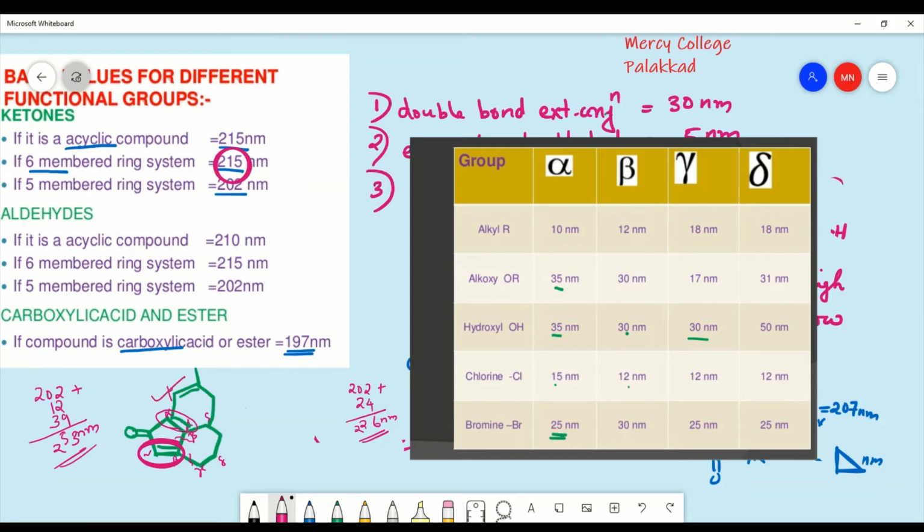That is this another rule. So what does it mean? If alpha beta unsaturation is present on both sides of the carbonyl compound, you have to take the value of maximum absorption by considering the most highly substituted conjugated system. So that is happening over here.